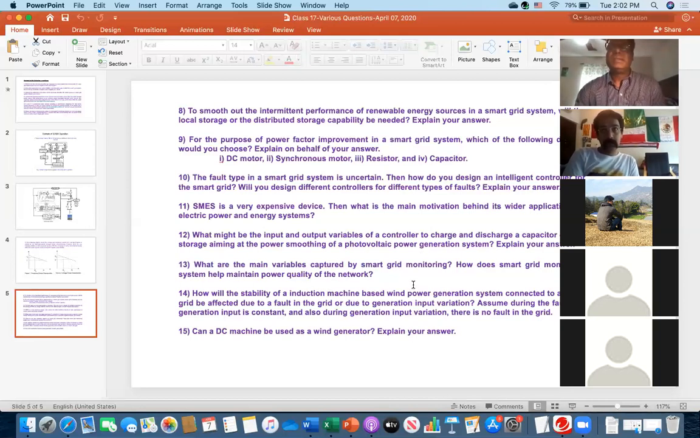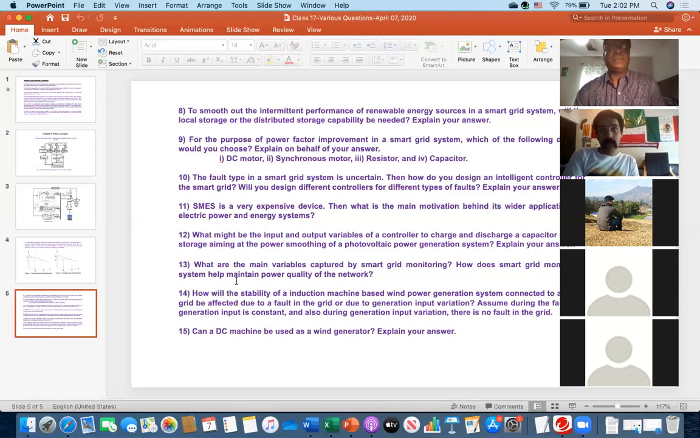Would it be same for the wind energy? Yes, exactly the same. And then the same thing is true for the superconducting magnetic energy storage and the battery energy storage. Same conclusion. Okay.